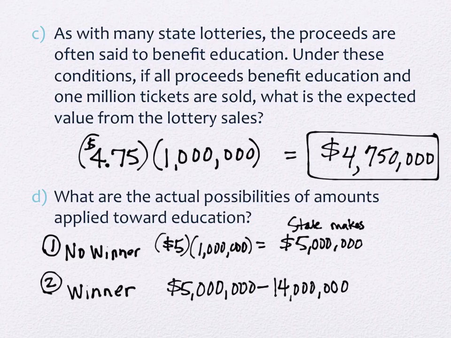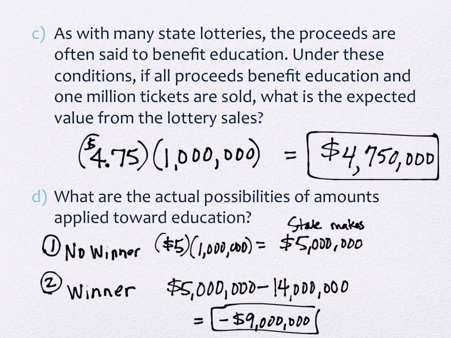I can tell you basically how they get around that in just a second. But this is a problem, right? This is not a good scenario if they're supposed to be benefiting education. So the second option is really that I'm down. This is $9 million. Okay, so there's really just 2 options. Either we make $5 million or we lose $9 million when we run the lottery, if those are the conditions.